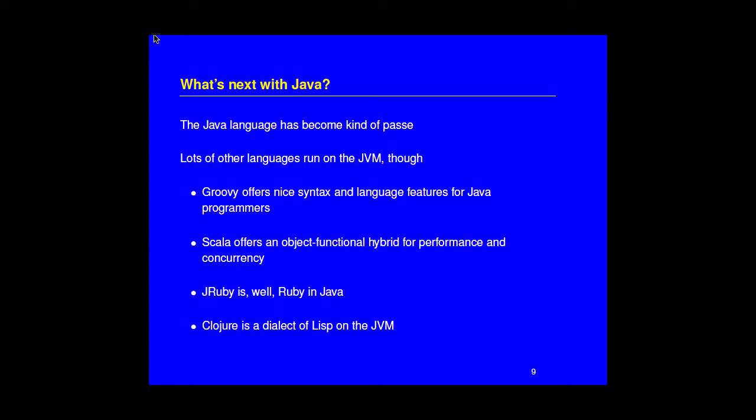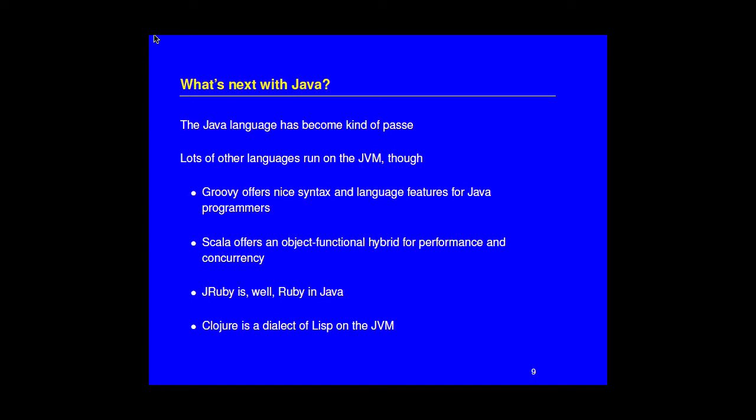So, we've learned about the Java language. And the Java language is kind of long in the tooth. Even with some of the new Lambda stuff and everything like that, it's kind of passé. All the cool kids are doing something else. But even though the Java language is not so cool anymore, people still like the JVM a lot, because the cool thing about the JVM is that you've got that platform independence.